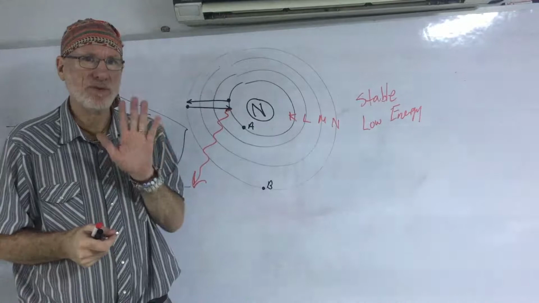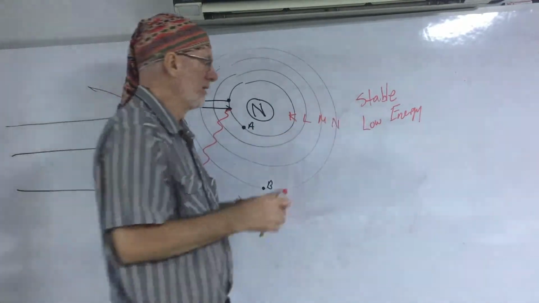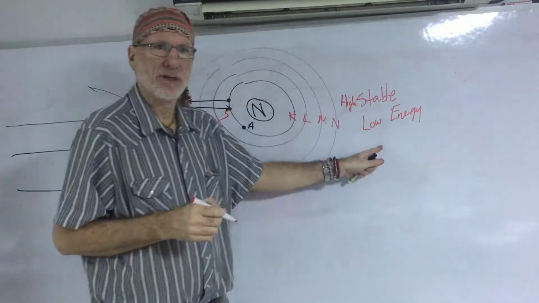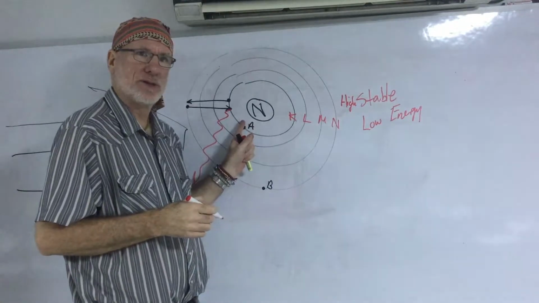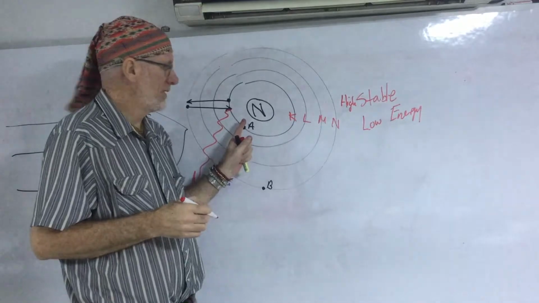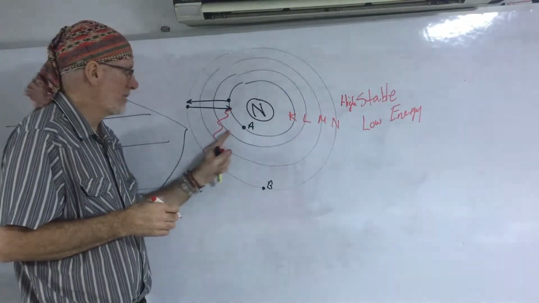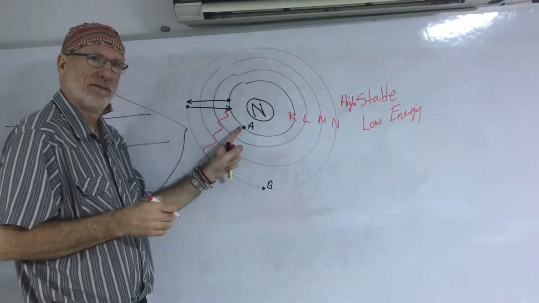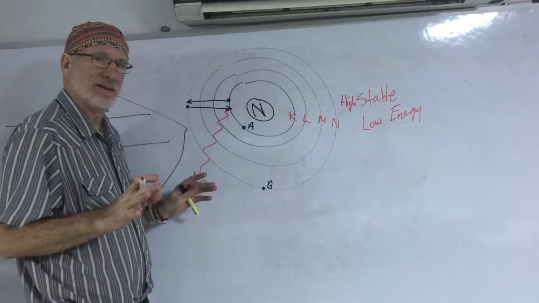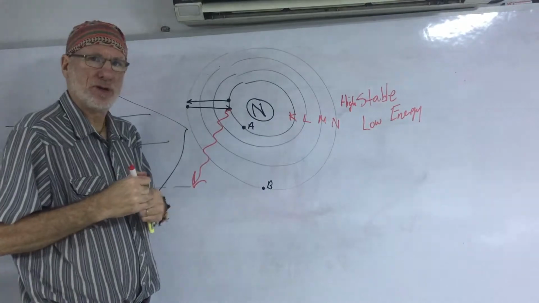Okay? Listen, let me review it. High stability, low energy, right? The closer you are to the nucleus, the more stable. If it absorbs energy, it jumps to a higher orbit, and then jumps right back down. Clear? Yes? It's going to give off energy. That's it. You don't have to know anything else about it.